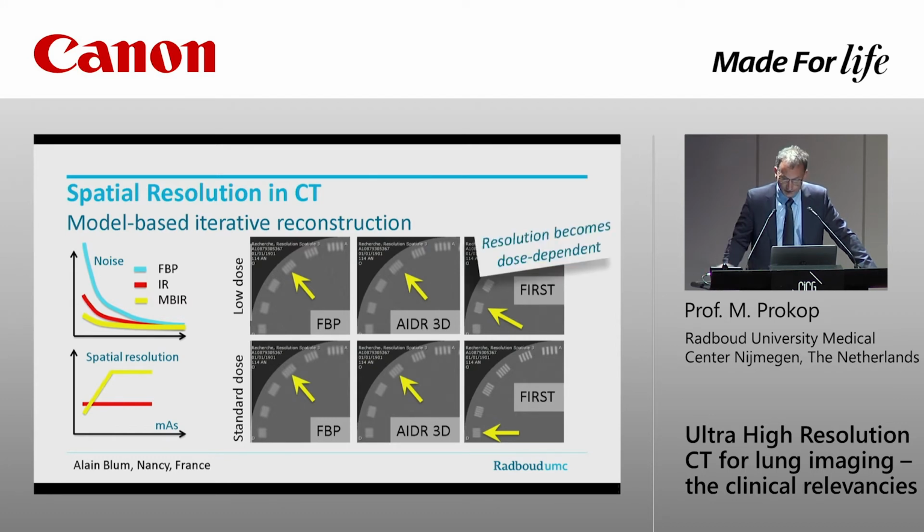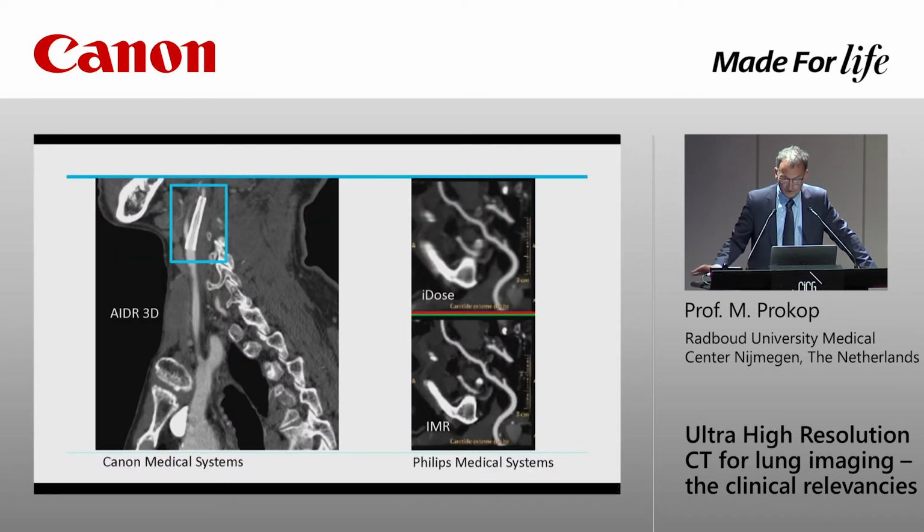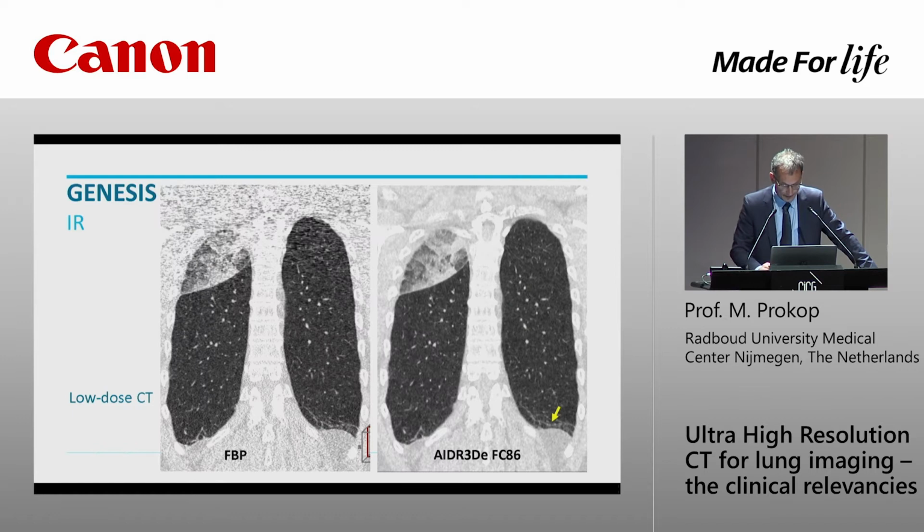Now, resolution becomes dose dependent with these techniques, and here's an example for Canon and for Philips, iDose and IMR. You can see that with IMR, which is a model-based reconstruction, the resolution goes up. And for the Canon variation, ADA and here FIRST, the resolution goes up quite dramatically, and you can see the soft plaque within this carotid stent. Again, a situation that shows you how strong these effects are.